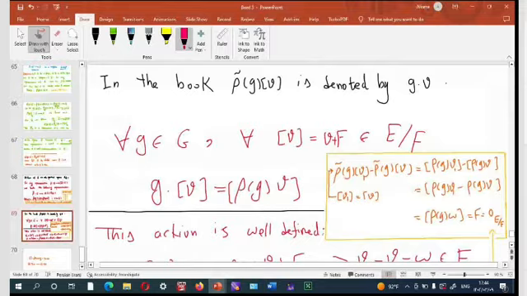In our book, write g·V instead of this. For g in G, and for any class in this quotient space, this class is equal to V plus F. This is the left coset. g·[V] equals the class of rho of g of V.